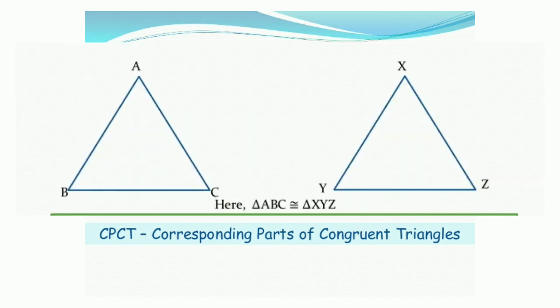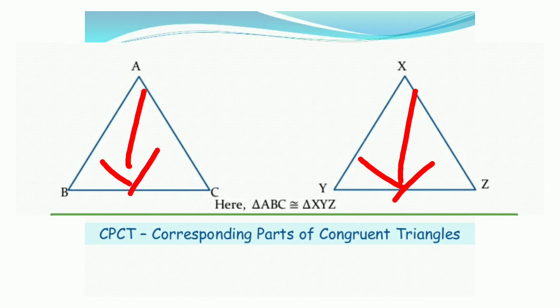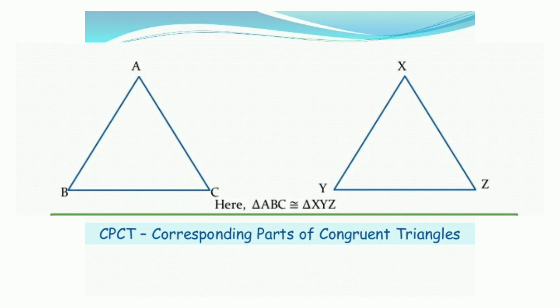For example, triangle ABC and triangle XYZ are congruent. We know the side opposite angle A is BC, and the side opposite angle X is YZ. So here BC and YZ are also equal. The reverse is also correct. If BC and YZ are equal, then the angles opposite these two sides, angle A and angle X, are also equal. That is called CPCT, corresponding parts of congruent triangles.